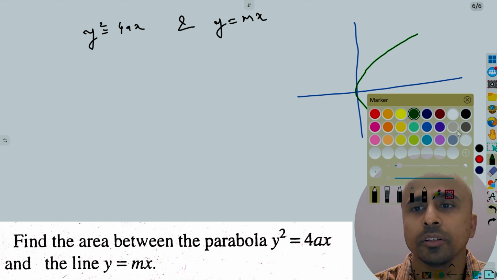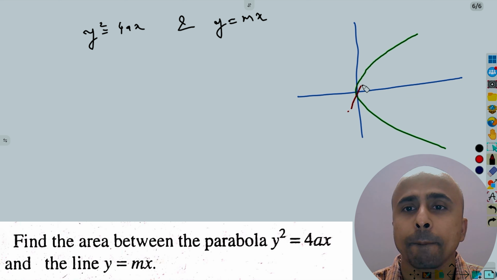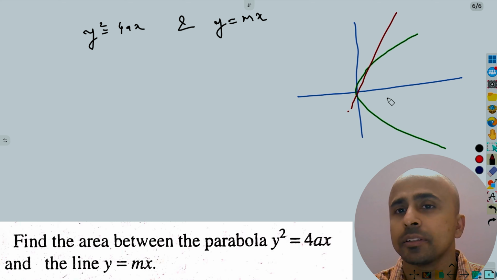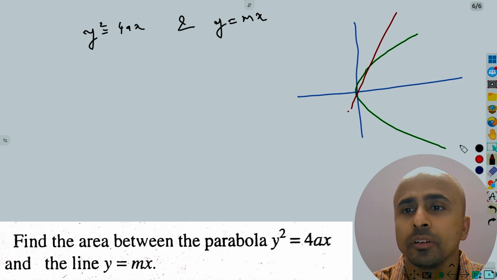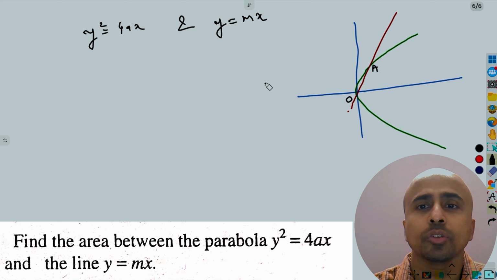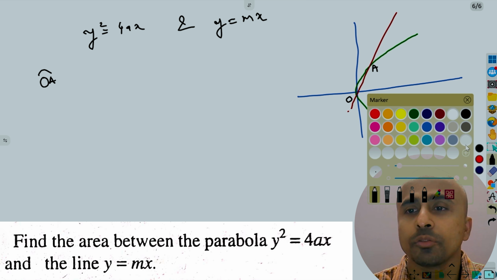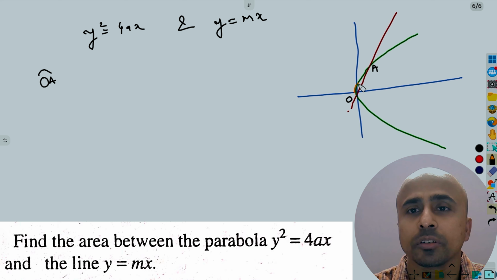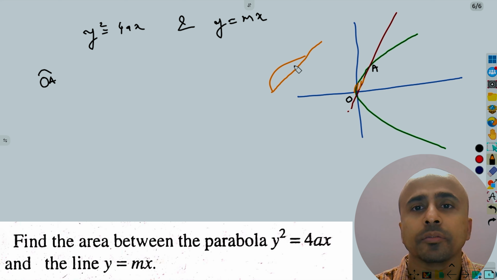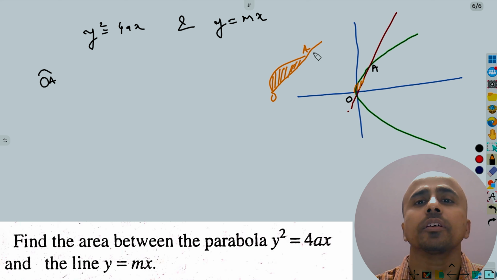This is our parabola. Let's say this is the line, this is the origin, and this is, let's say, A. We have to evaluate the area of OA, that is, the area of this orange part. It looks something like this. We have to evaluate the area of this part. This is O, this is A.